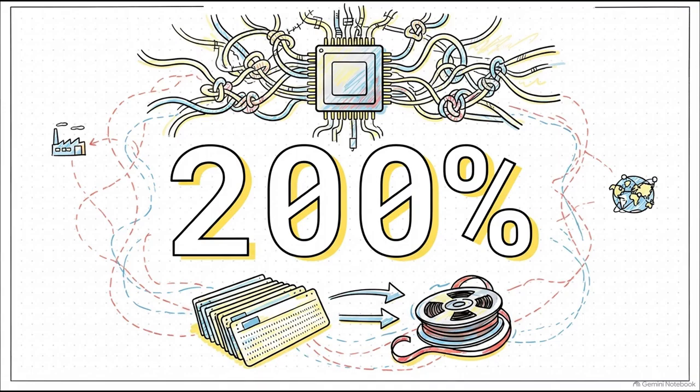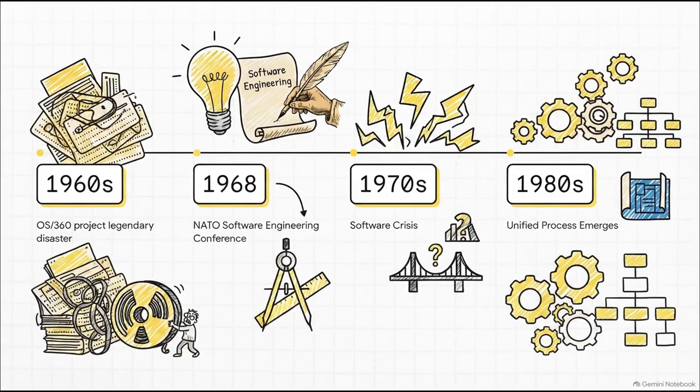The systems technically worked according to a compiler, sure, but they absolutely failed to deliver what the business actually needed to survive. If we track this crisis on a timeline, you can see the industry's desperate reaction. In 1968, NATO actually held a conference specifically to address this mess. That's where the term software engineering was coined.